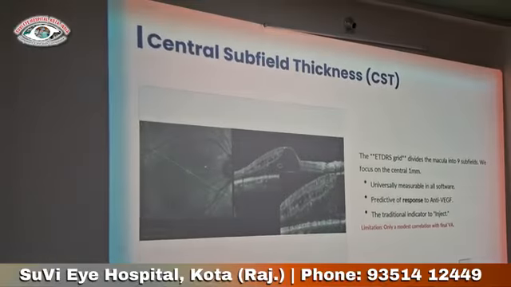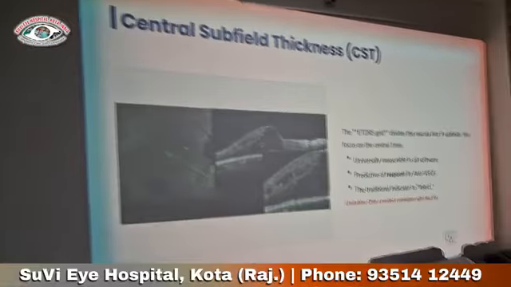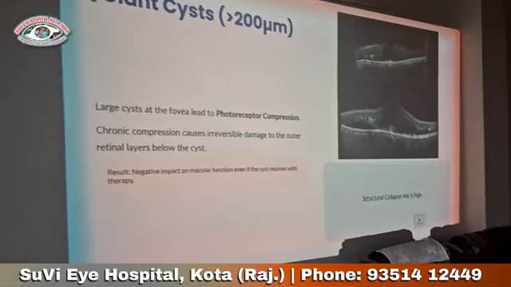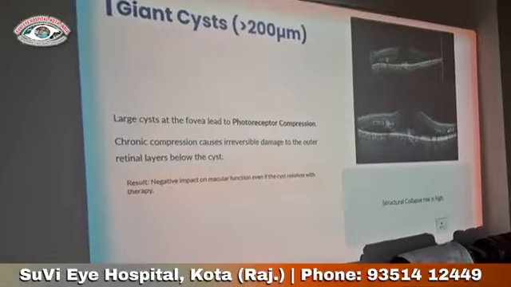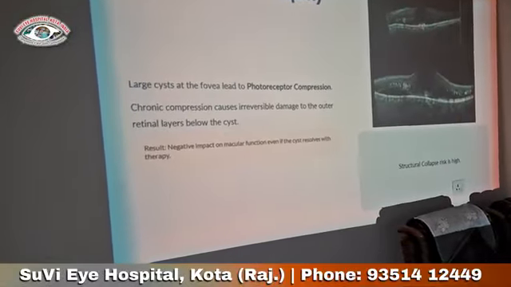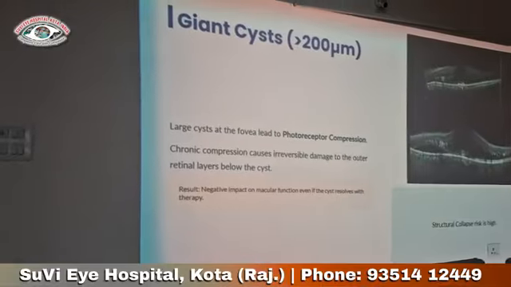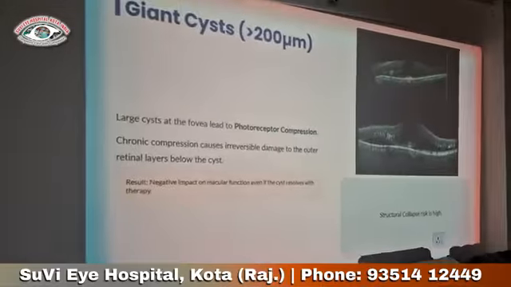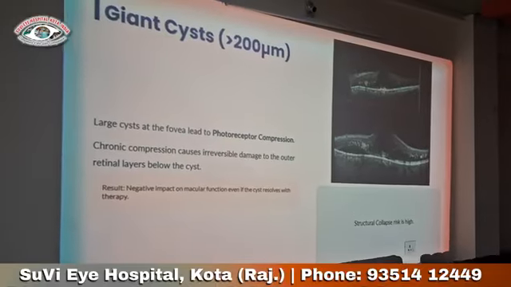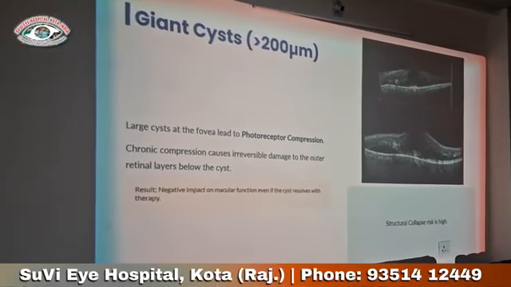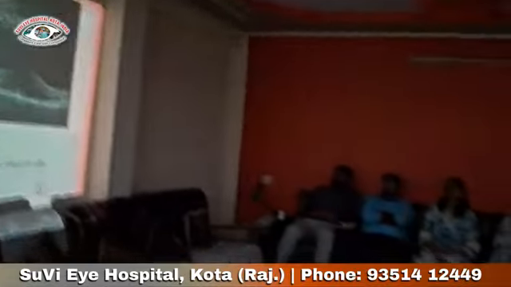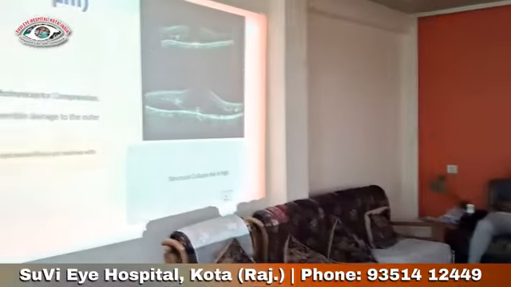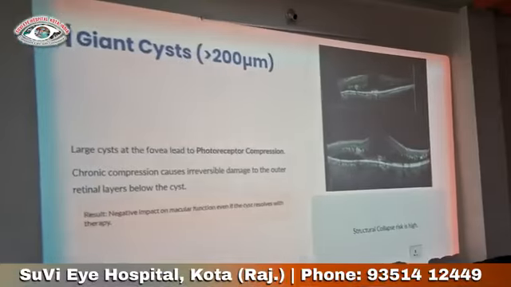The more the central subfield thickness, the better the predictive response to anti-VEGF therapy. Now, in central subfield thickness, as Dr. Bagrecha said, there are large cysts, giant cysts. So what happens in the giant cyst? It compresses the photoreceptor layer. When it compresses the photoreceptor layer, the visual prognosis decreases, and also the residual tissue. So, what is the significance of the residual tissue between the giant cysts, between the outer and the inner retina? Should the residual tissue be more or less?